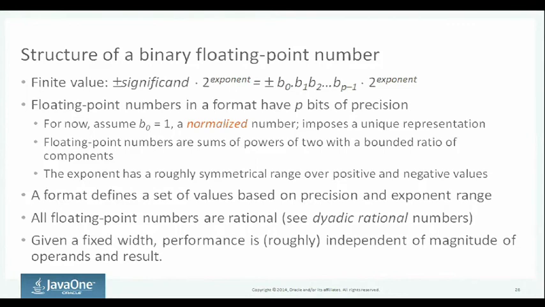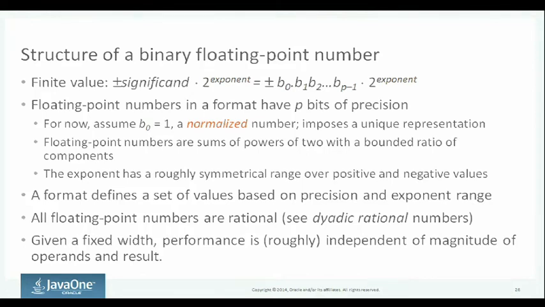So what does a binary floating point number look like? There's a binary significand times 2 to the exponent. So we have the bits here. And we say the floating point format has p bits of precision. And for now, we're going to assume that b0, the leading bit, is 1. We say this is a normalized representation. There's a number of reasons we do this. Makes it easier to work with. In particular, it imposes a unique representation on the numbers.